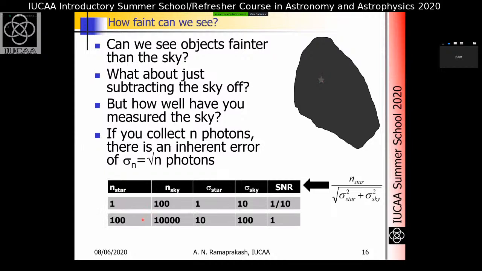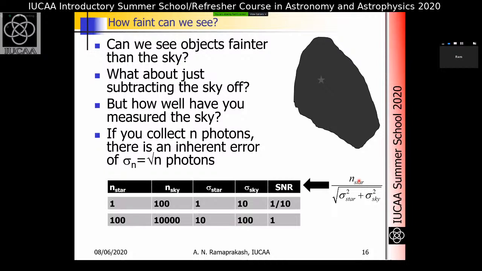On the other hand, if I make a larger telescope, which is able to collect 100 times more light, so you get 100 times more light from the star, but you also collect 100 times more light from the sky, because the telescope doesn't know whether light is coming from a star or sky. So this is collecting 100 times more light from the sky. But the error in this is 10, error in this is 100.